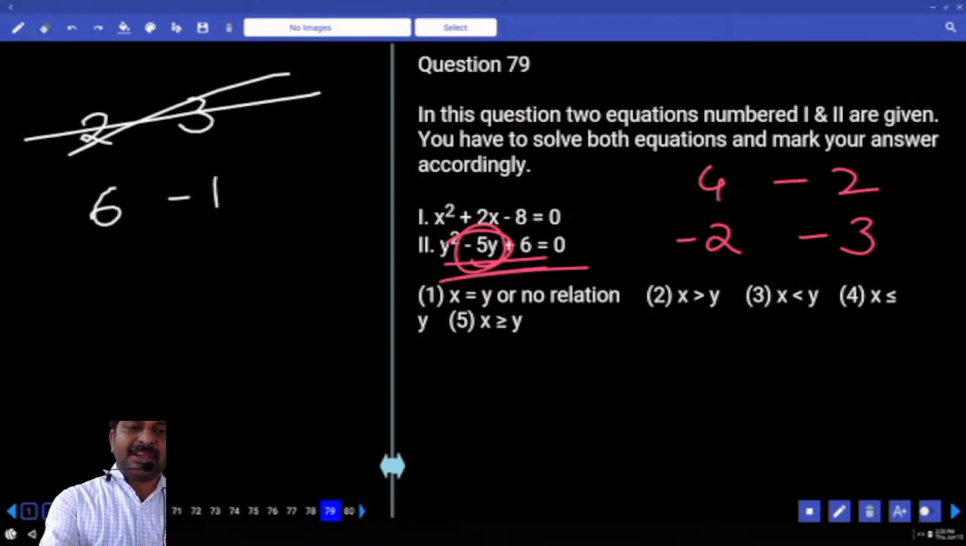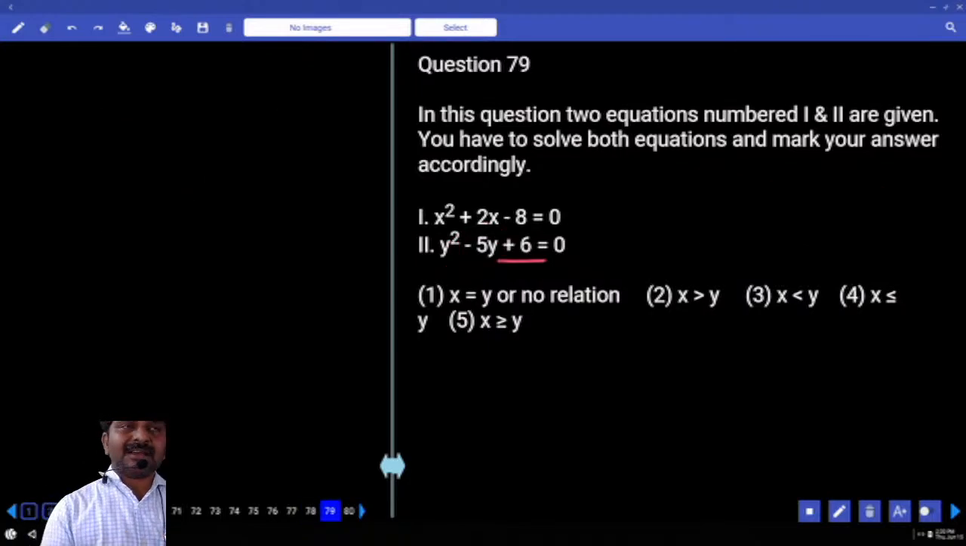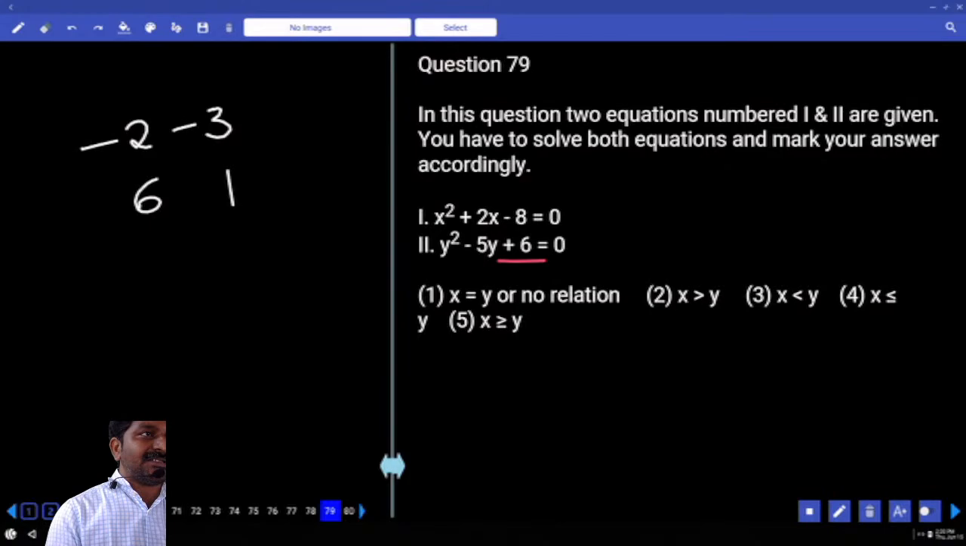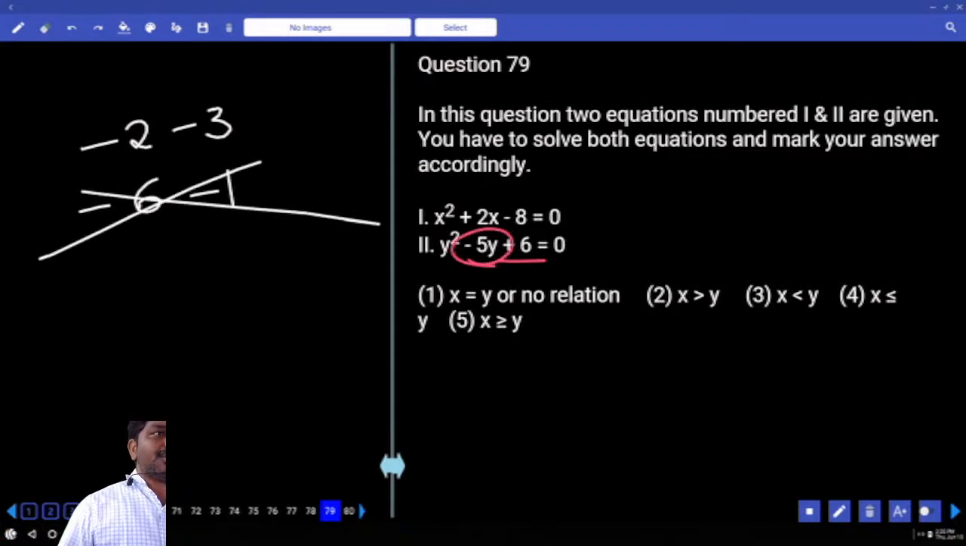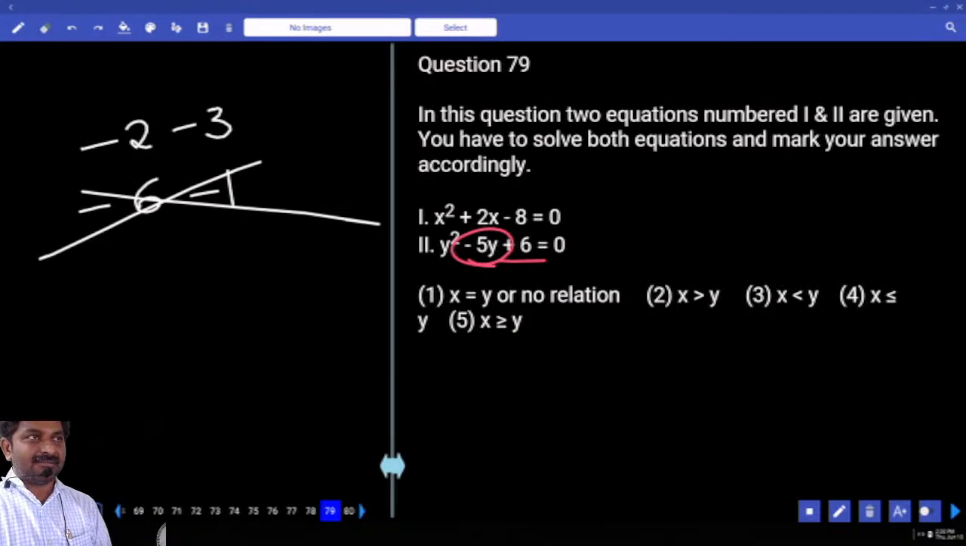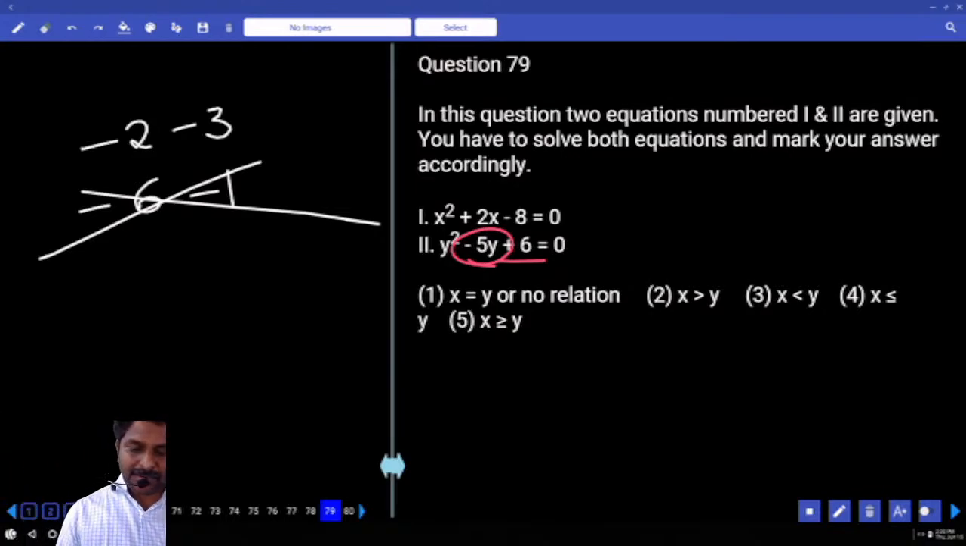Right. So here it is different again. Sum is a positive number. Product is a positive number. So here also you can write 2 into 3 or 6 into 1, or -2 -3, -6 -1. In any case product is +6 only, correct? Because sum is -5, -2 comma -3 will work. Understood?